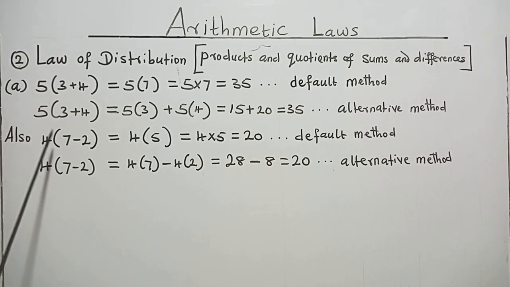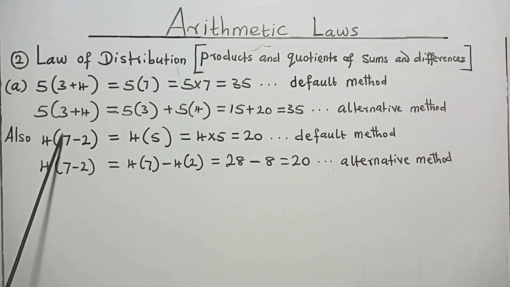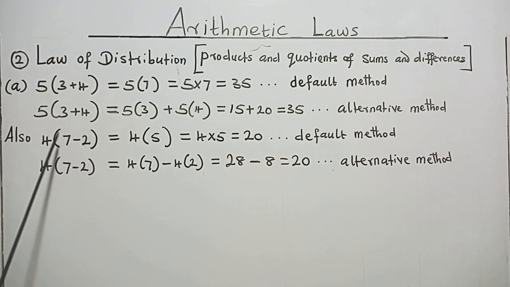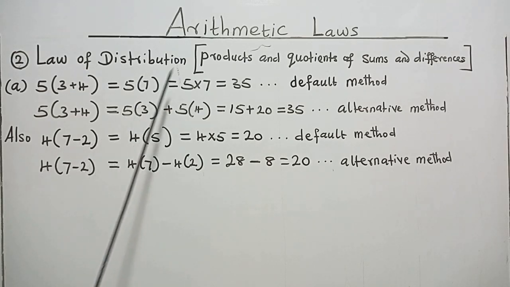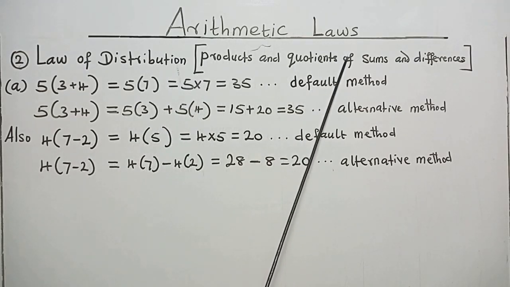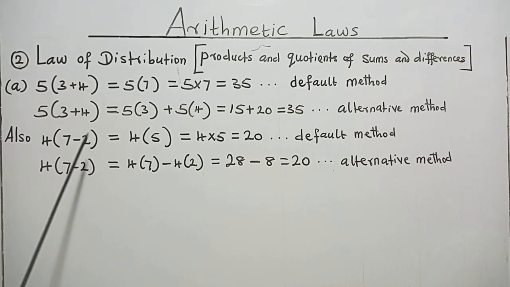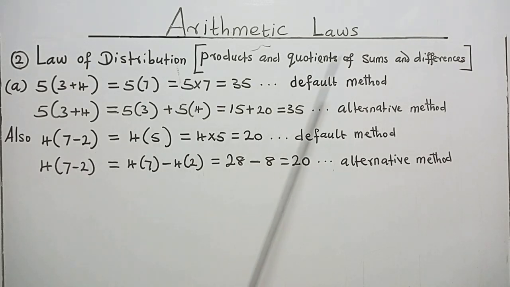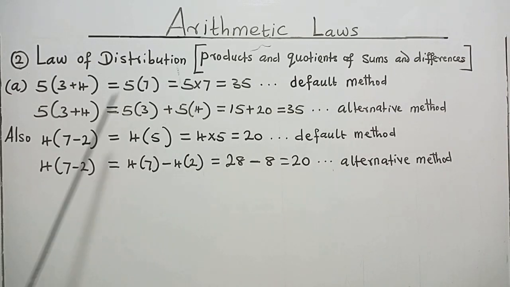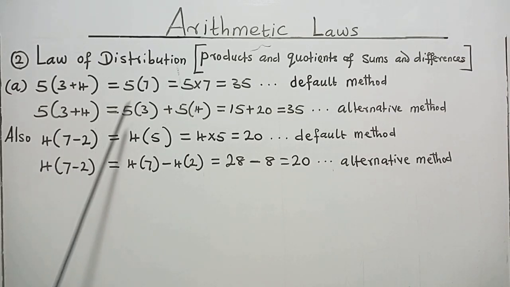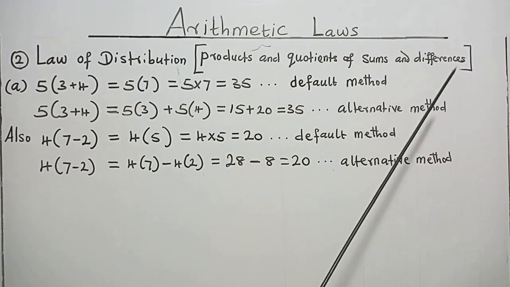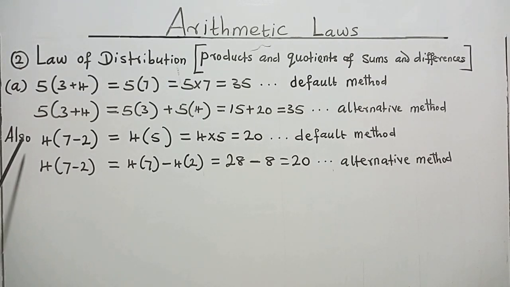Also, in the case of difference, the same thing plays out. Let's see. 4 bracket 7 minus 2. This is a product of a difference. 7 minus 2 is a difference. 4 times that difference will give us the product of the difference. Therefore, 4 bracket 7 minus 2 is a product of a difference, while 5 bracket 3 plus 4 is a product of a sum.